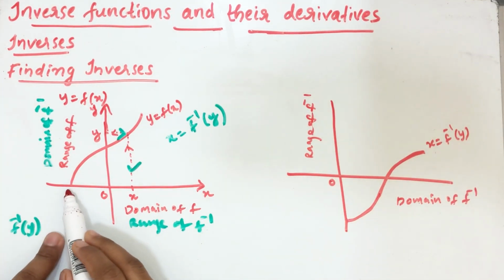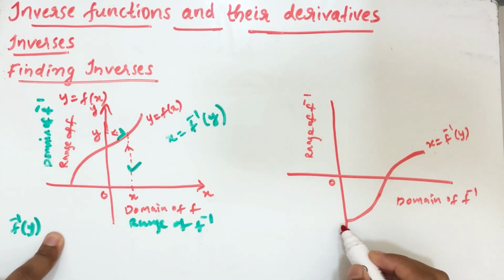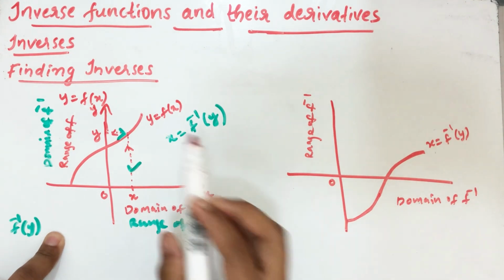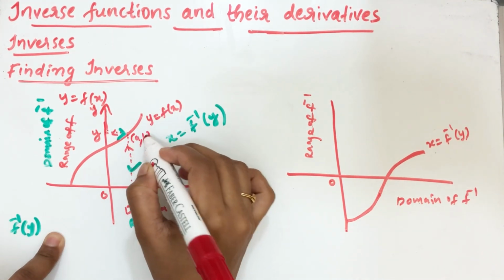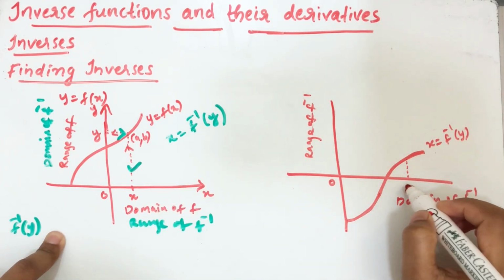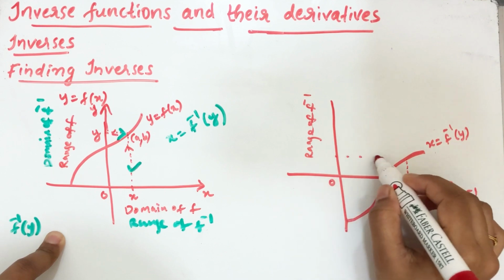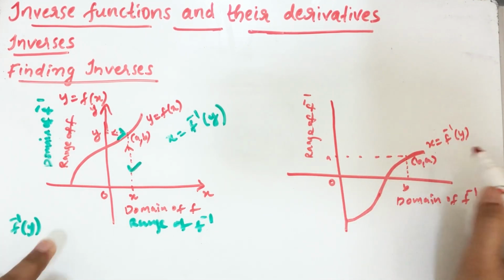Here, if this is the point (x, 0), then here the point will be (0, x). And here if this is the point (a, b), this point will become (b, a) here. Say this is b and if this is a, we can say this is the point (b, a).